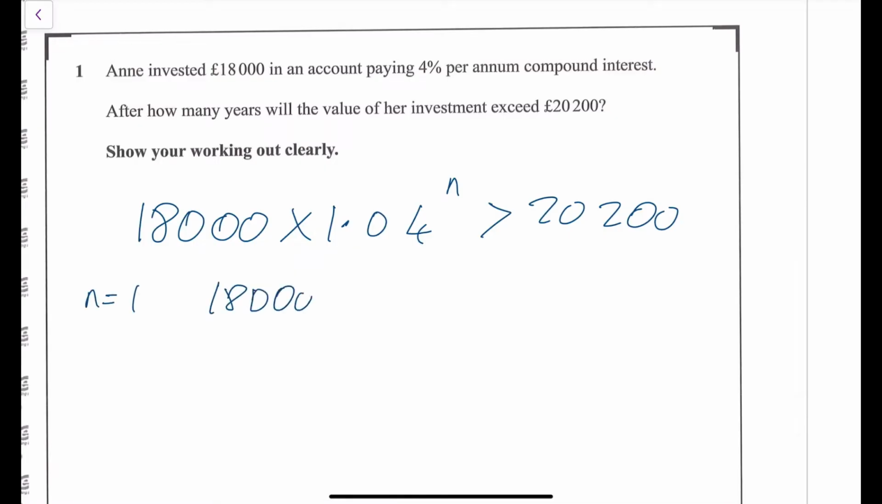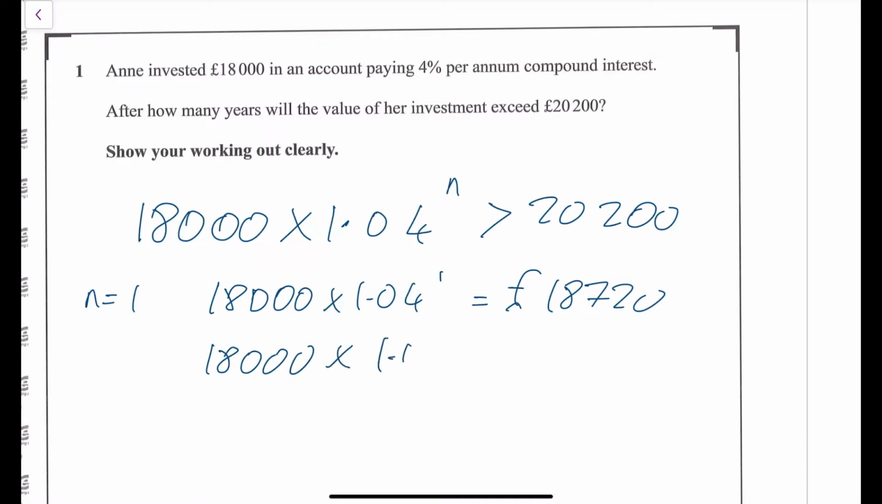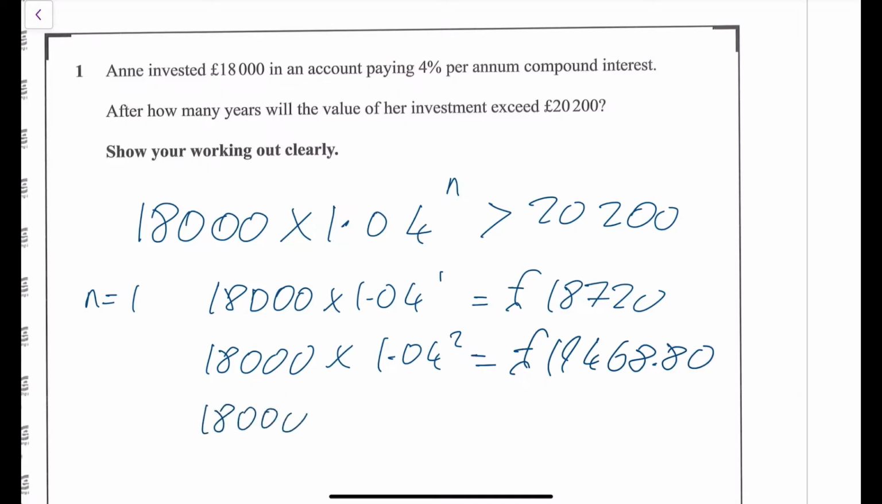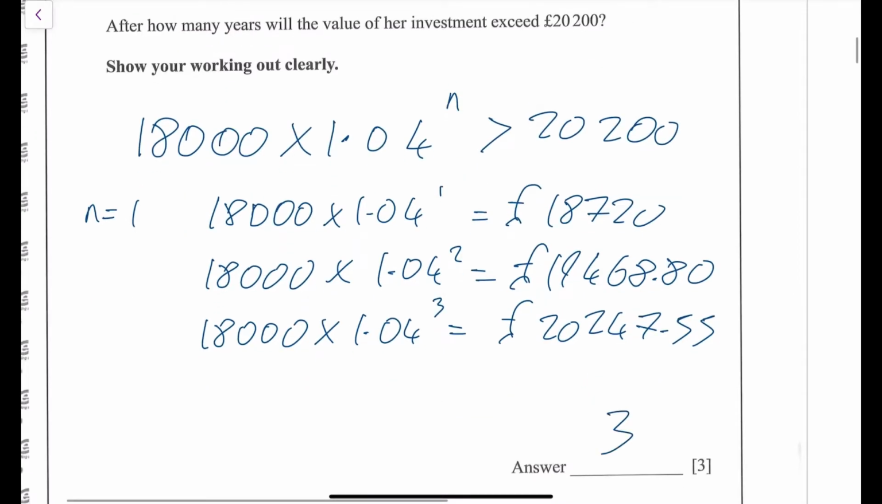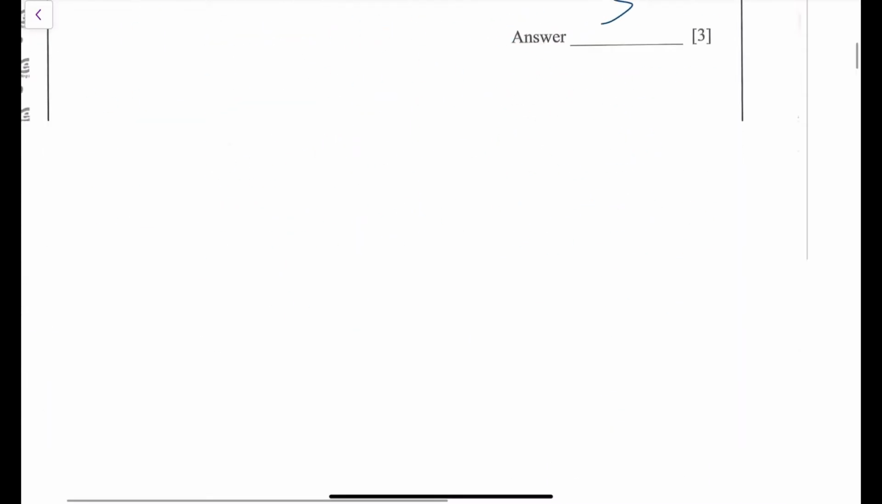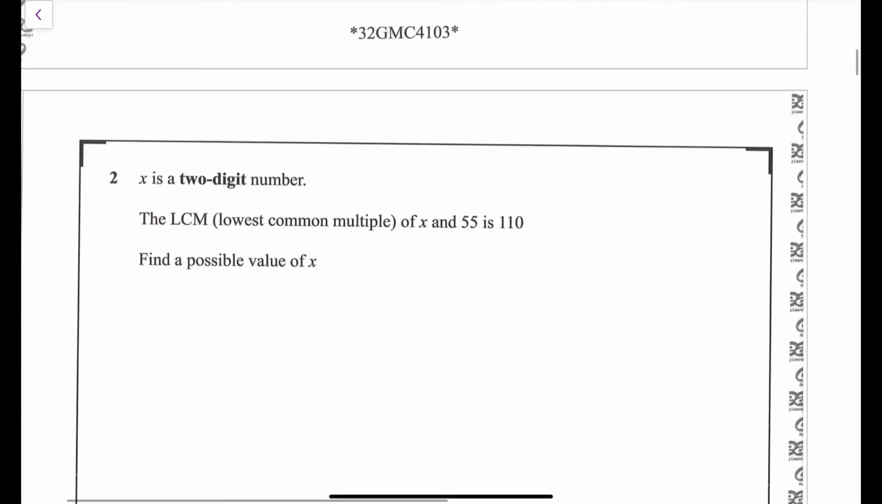So just try n is equal to 1. That means 18,000 times 1.04 to the power of 1, and that gives you 18,720. Try n is equal to 2, so 18,000 times 1.04 squared, and that would give you £19,468.80. And then try 18,000 times 1.04 to the power of 3, and that will give you £20,247.55. So the answer is 3 years, because your power was 3, and that is it.